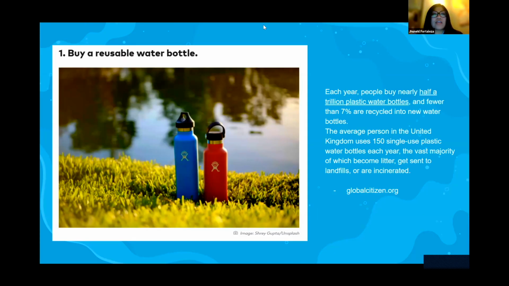So let's think about some practical daily ways that we can reduce our plastic use. So one of the top ones is to buy a reusable water bottle. So each year, people buy nearly 500 billion plastic water bottles, these single-use plastic water bottles that you see in the stores, and fewer than 7% of them actually can be recycled into new water bottles. The average person in the United Kingdom, for example, uses about 150 single-use plastic water bottles each year, the vast majority of which become litter, get sent to landfills, or are just incinerated, according to globalcitizen.org.